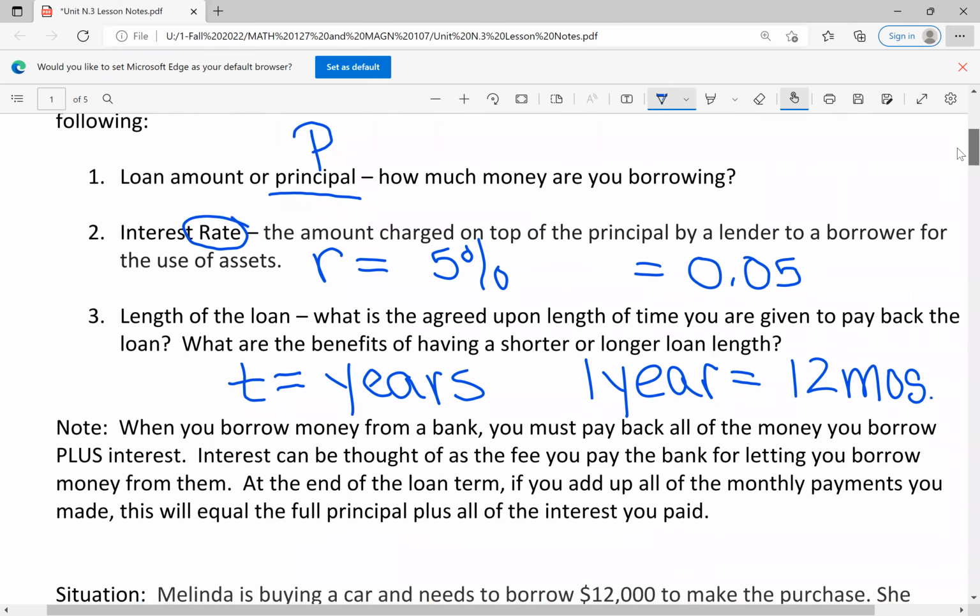Now, this is going to be important. When you borrow money from a bank, you must pay back all of the money you borrow plus interest. So when you pay this back, it's the principal plus all of the interest. That's the total amount. So at the end of the loan term, you're going to add up all of your monthly payments, and that will equal the full principal plus all of the interest you paid. So your monthly payments are partial principal and monthly interest combined.